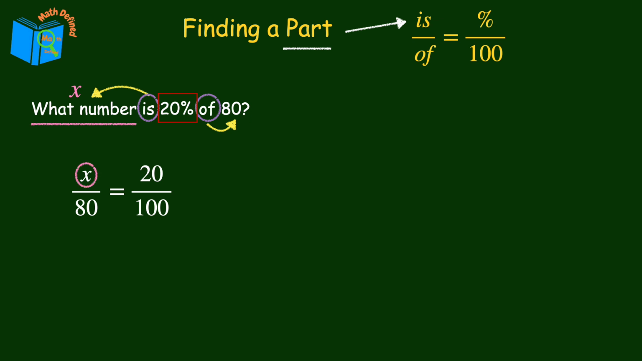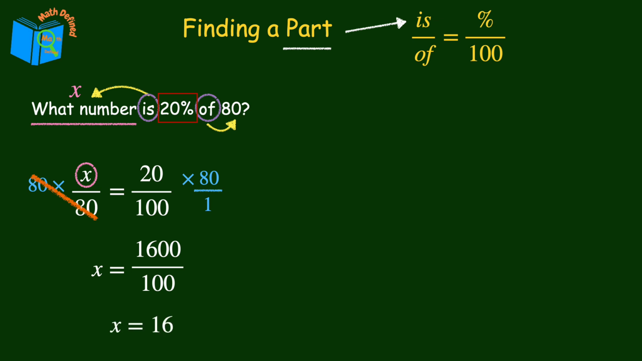From my previous videos, you know that there are 3 different strategies that we can use to solve for x. Since x is in the numerator, I'm going to use multiplication for this one. We'll multiply each side by 80. The 80s cancel each other out, leaving x equals. Multiplying 20 over 100 by 80 over 1 is 1600 over 100. We'll simplify this improper fraction by dividing 100 into 1600, resulting in 16. So 16 is 20% of 80.